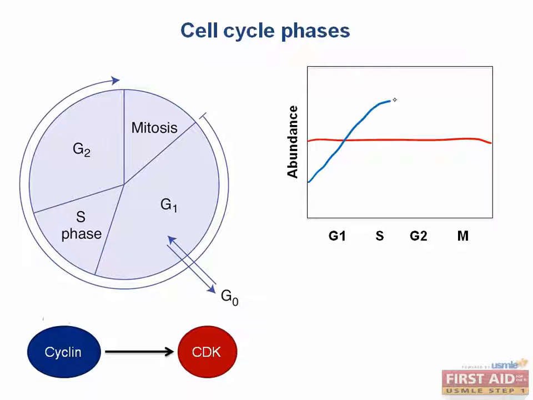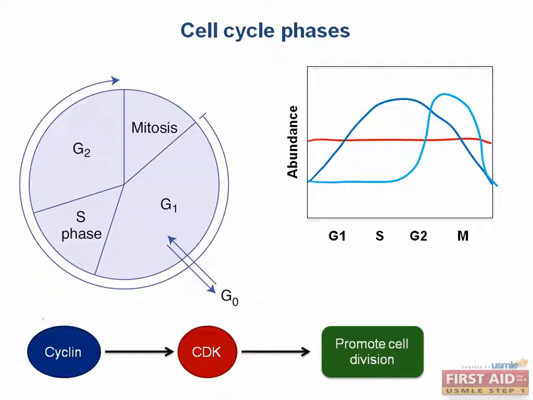The concentration of cyclins fluctuates over time, depending which phase of the cell cycle the cell is in. There are several different cyclins and they're present at different phases of the cell cycle. The cyclins will activate specific CDKs, and the CDKs will then activate other proteins to do whatever needs to be done during that phase of the cell cycle. For example, in S phase, they'll activate proteins to initiate DNA replication.